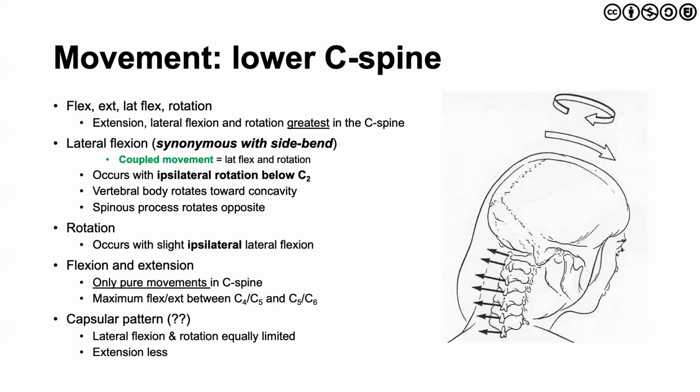going to go opposite. So if the vertebral body is going to the left, the spinous process is going to go to the right. Rotation also occurs then with slight ipsilateral lateral flexion. Again, these are coupled motion, whereas flexion and extension are what we consider pure movements, meaning they are planar type movements occurring in the sagittal plane. I mentioned a moment ago the capsular pattern. There is a slight question between lateral flexion versus rotation, but then also this element of extension.